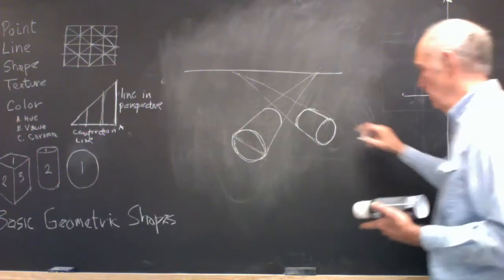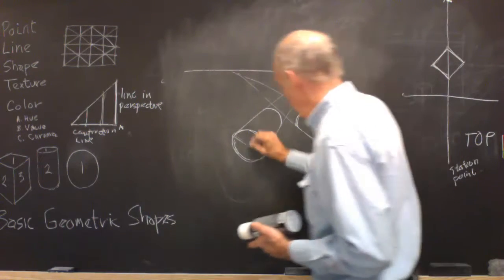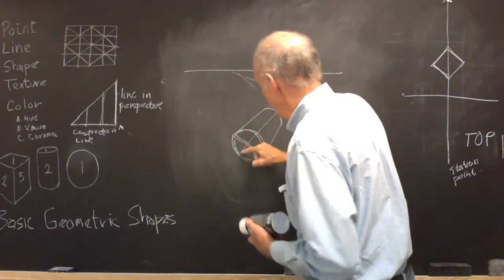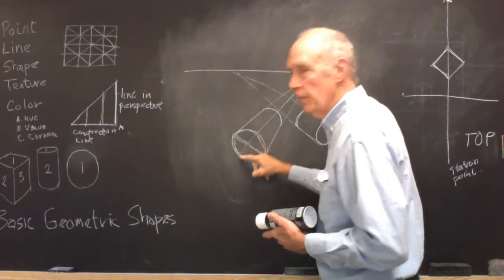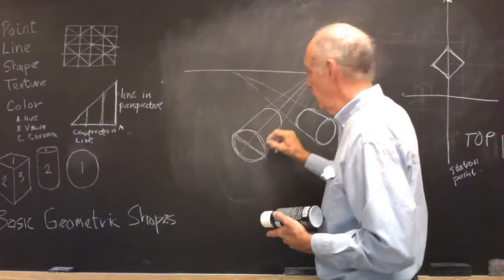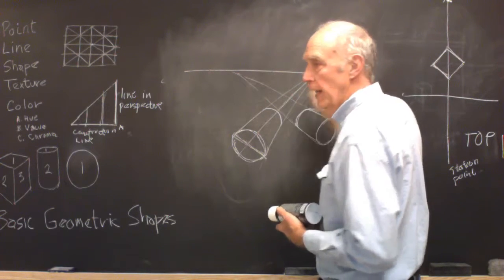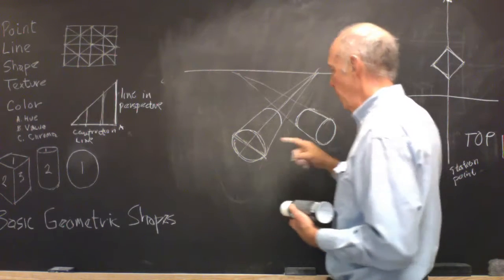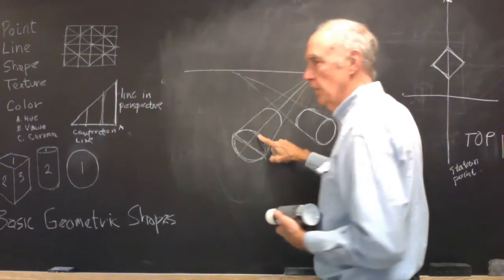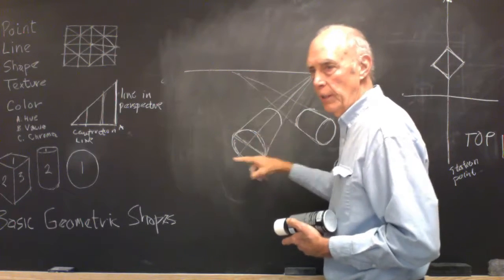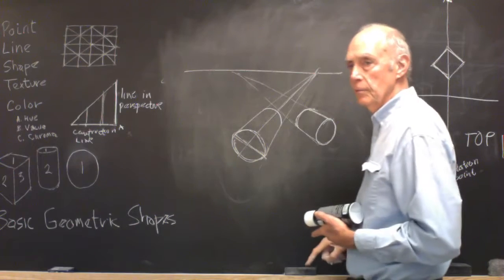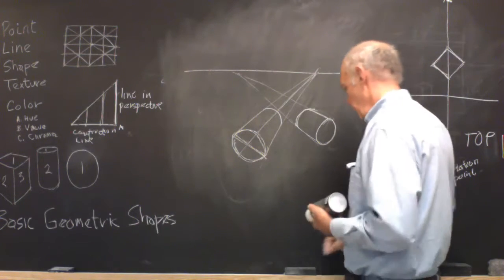That's correct. The minor axis of the ellipse always points to the vanishing point, the sides of the ellipse. Write that down somewhere. The minor axis of the ellipse points to the vanishing point of the sides of the cylinder.